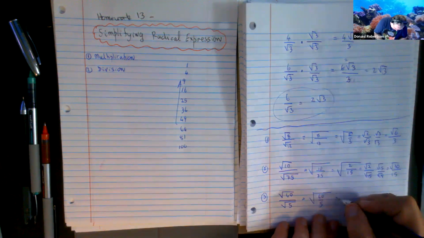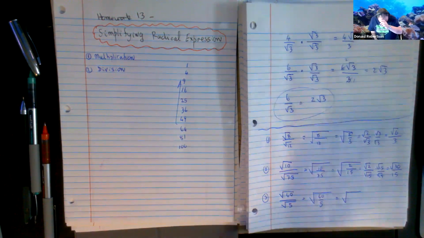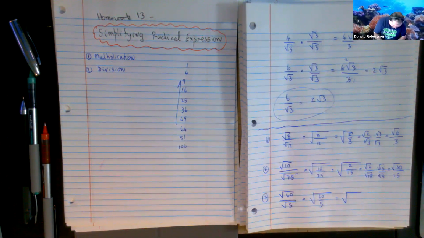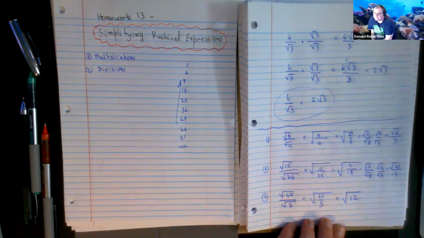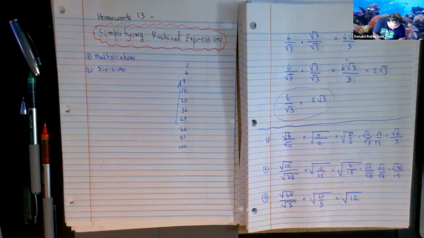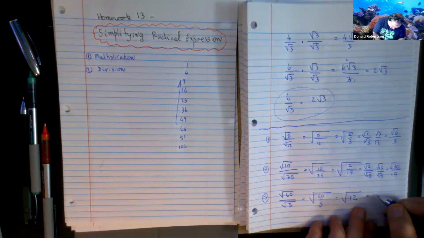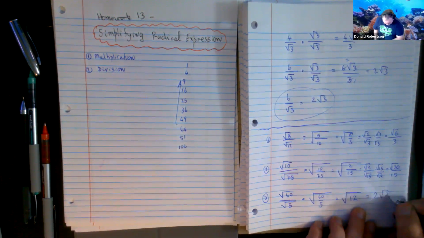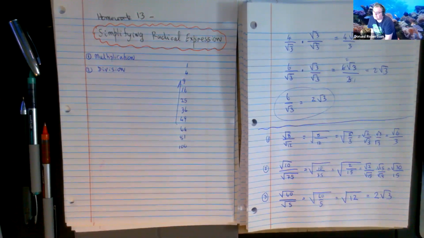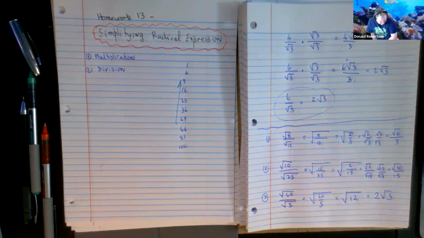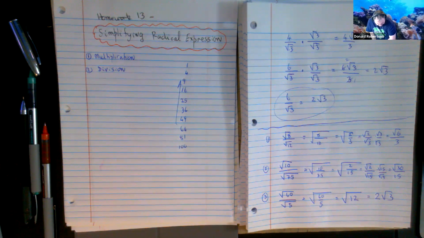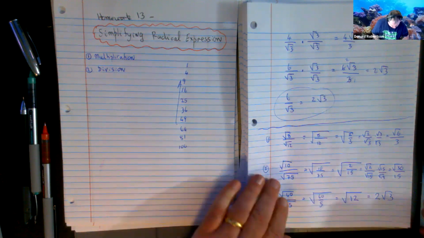And this one, well, what does this one get you? Well, it gets you the square root of 12. And the square root of 12 ends up being 4 times 3, ends up being 2 square root of 3. So that one didn't have anything really ugly to be done to it at all. So dividing radicals, right? Dividing square roots when they're numbers.